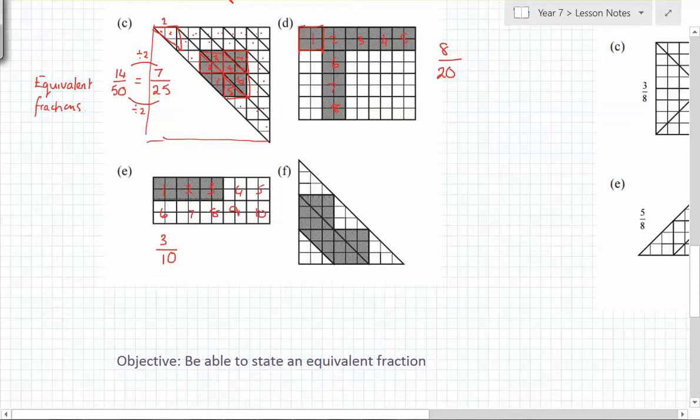This one. The shape is a triangle. So I've got 1, 2, 3, 4, 5 out of 9. 5. And then there are another 4, so it must be 9 in total. Okay.